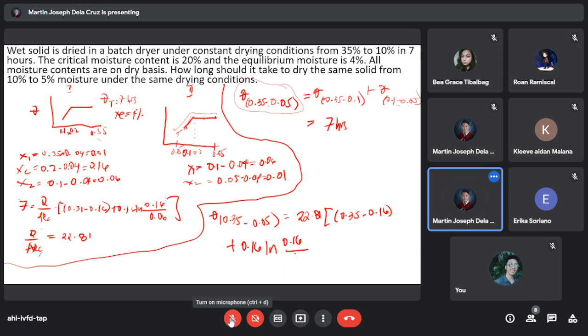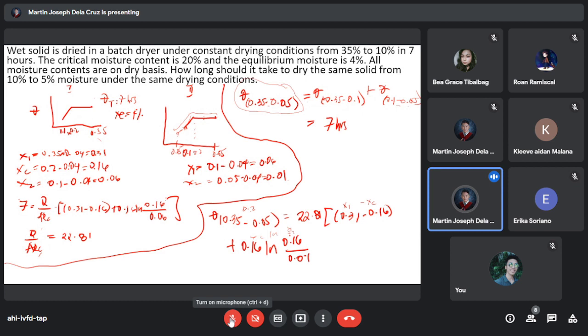Sorry, that should be in 0.31 class. In here, class, X1 should be 0.31, di ba? We have to subtract the equilibrium moisture, right? So 0.35 maging 0.31, and you take note, class, na ang critical moisture natin dito is 0.2. So 0.2 minus 0.04 is 0.16. Diba, X1 minus XC yan class. And then XC ln XC over X2.